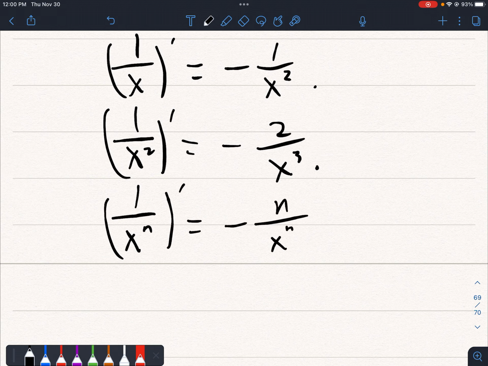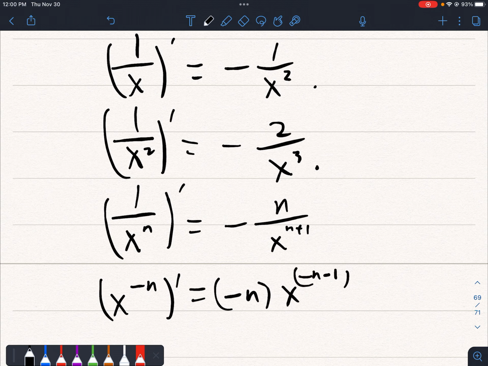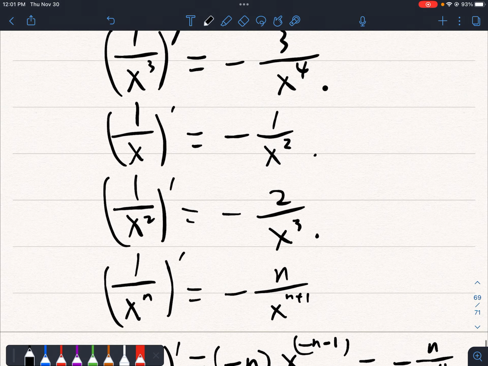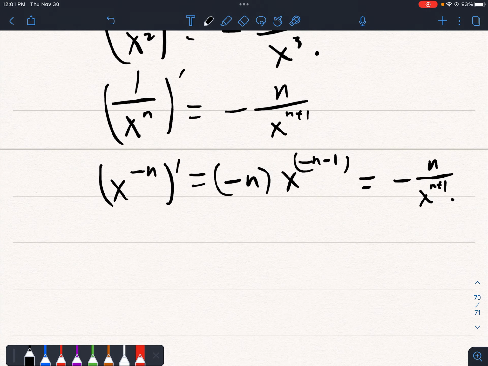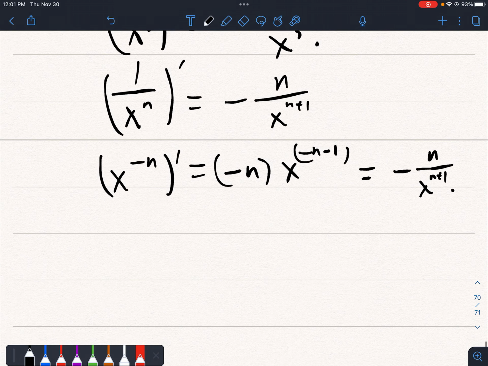Okay, so in general, if you want to have 1 over x to the power of n, then you can find a pattern. If you take the derivative, this is negative n over x to the power of n plus 1. Why? Because this is x to the power of negative n, so you put negative n here, and then you have x to the power of negative n minus 1. And this becomes x to the power of n plus 1 in the denominator. Okay, so this is minus n over x to the power of n plus 1. So you should be familiar with these formulas, although they are very easy.